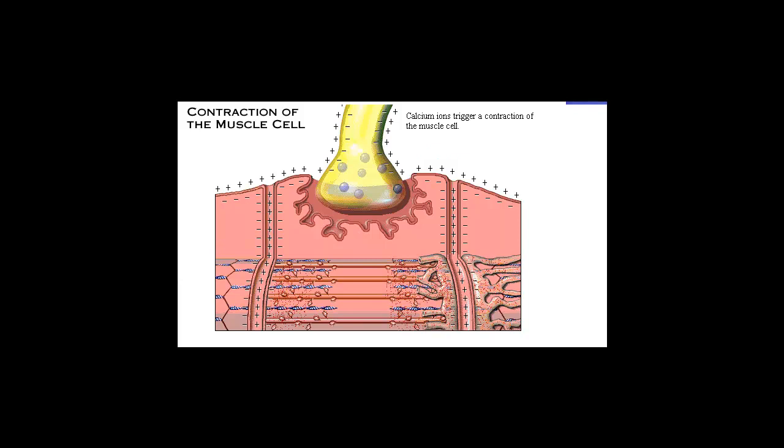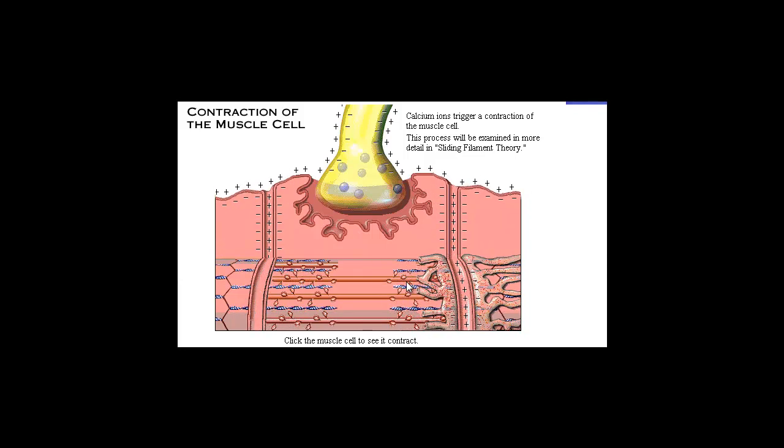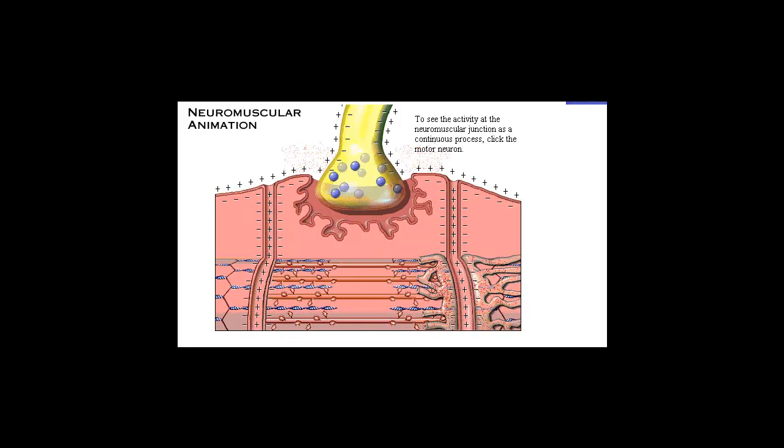Calcium ions trigger a contraction of the muscle cell. This process will be examined in more detail in sliding filament theory. Click the muscle cell to see it contract. To see the activity at the neuromuscular junction as a continuous process, click the motor neuron.